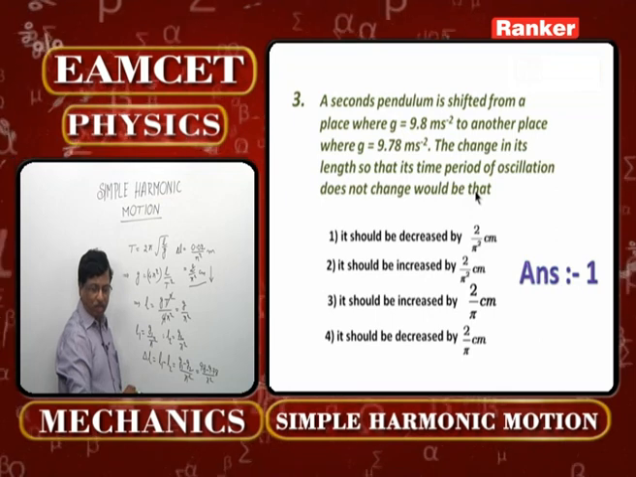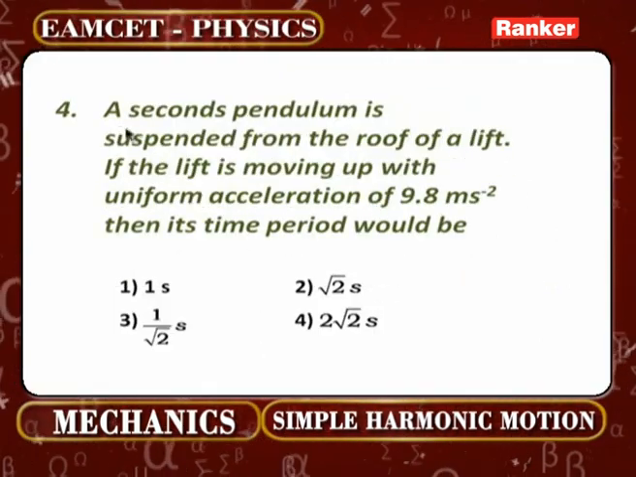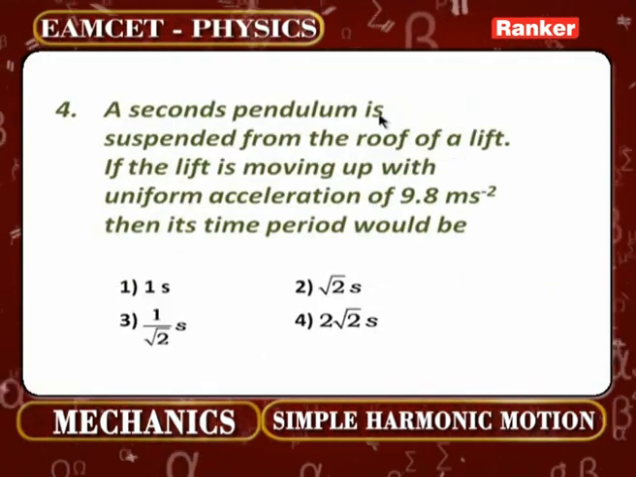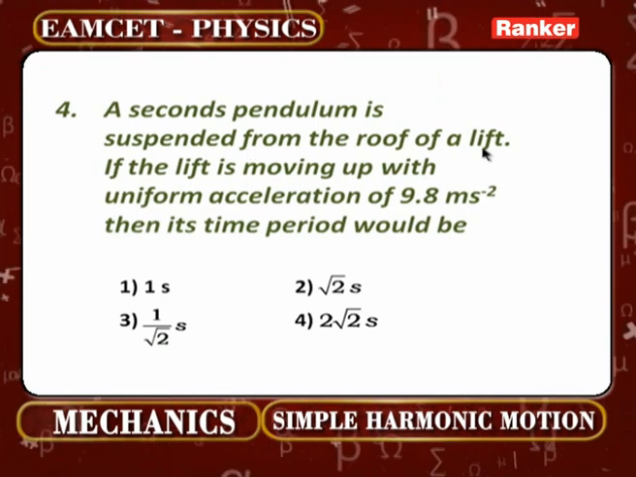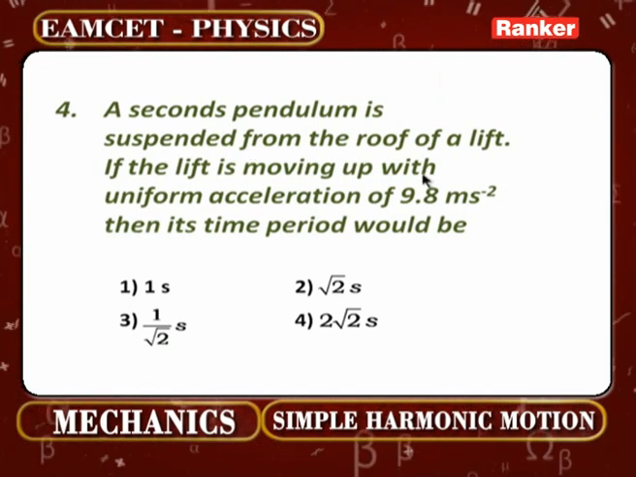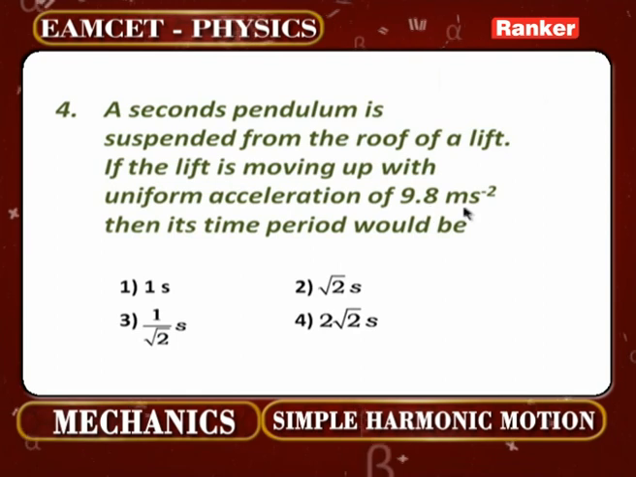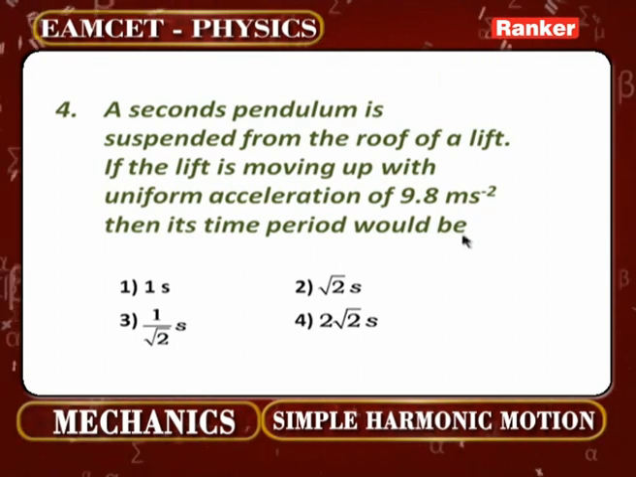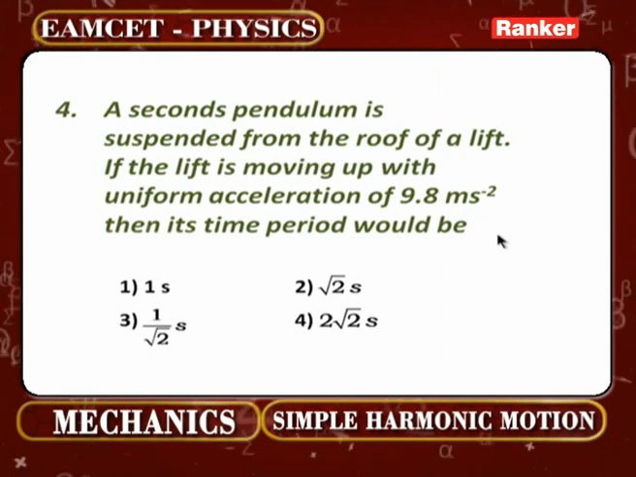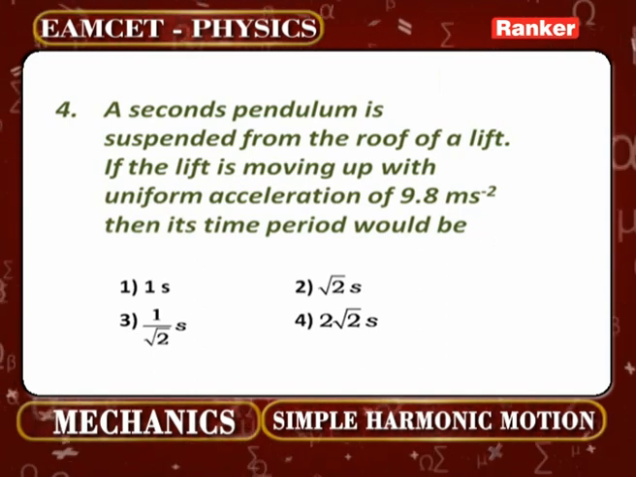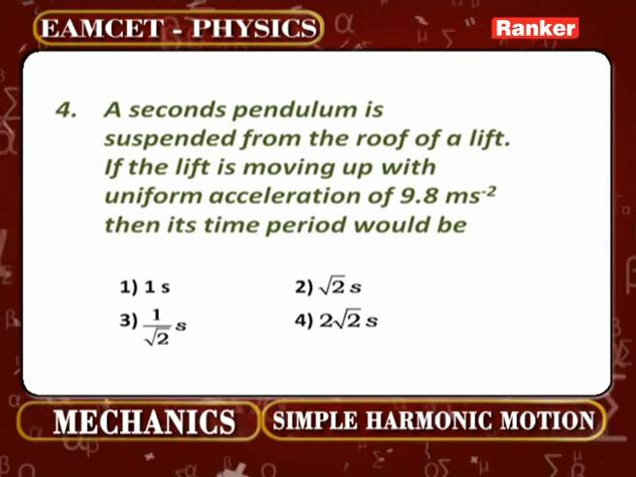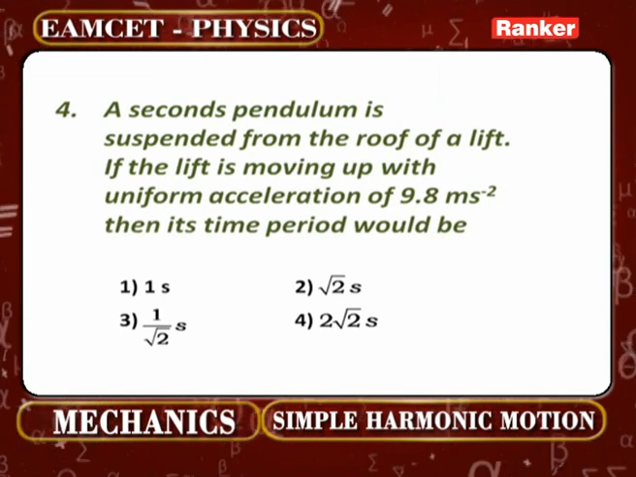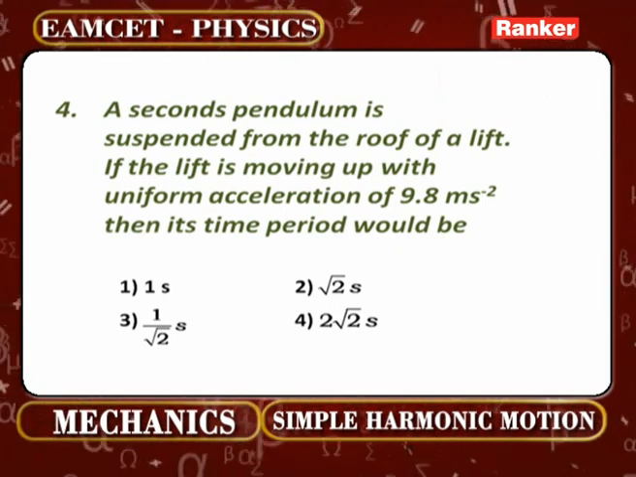Now let us check the next number, please. Question number 4. A seconds pendulum is suspended from the roof of a lift. If the lift is moving up with uniform acceleration of 9.8 meter per second square, then its time period would be how much? This type of question, in fact, is a linked up model. That link up is with the dynamics part of it, that too a lift problem as such.